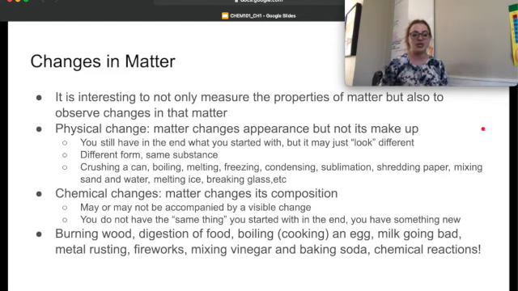So again, in the end, even if you can't tell what happened, you don't have the same thing you started with, and maybe in that situation where you can't tell what happened, we can do some sort of measurement on the substance to see that it's changed, right? So you do not have the same thing you started with. In the end, you have something entirely new. So this might be burning wood, digesting food, cooking an egg, milk going bad, metal rusting, and of course, chemical reactions.